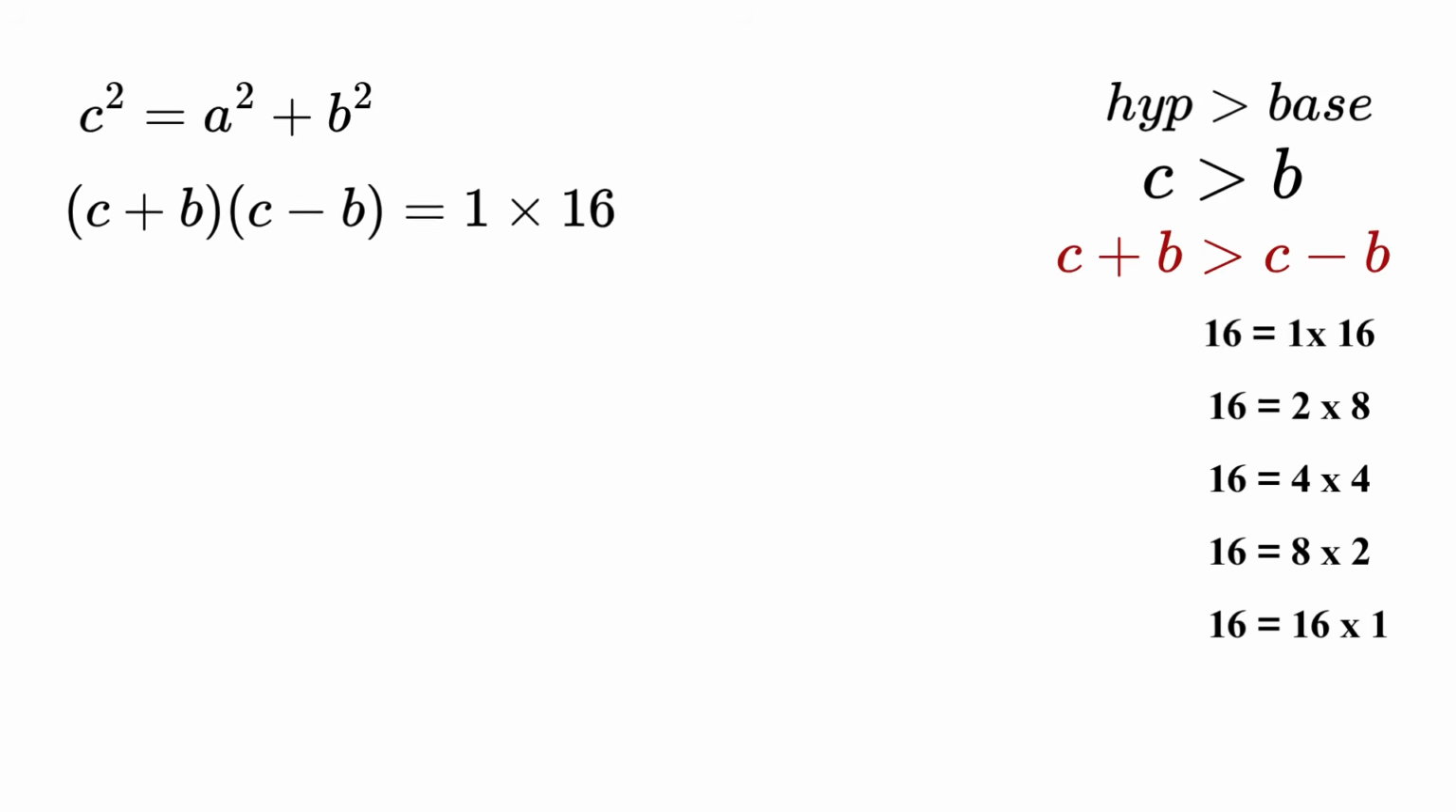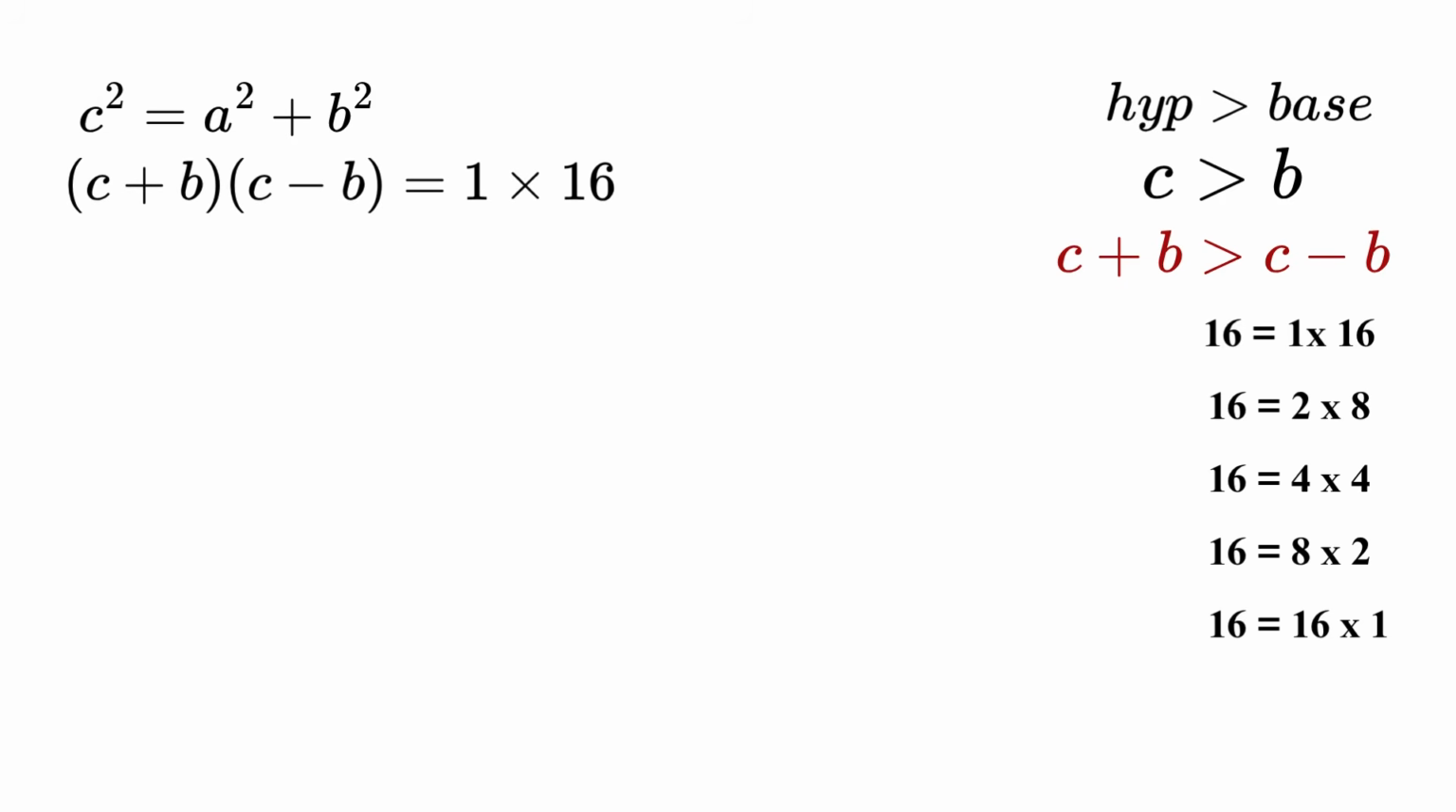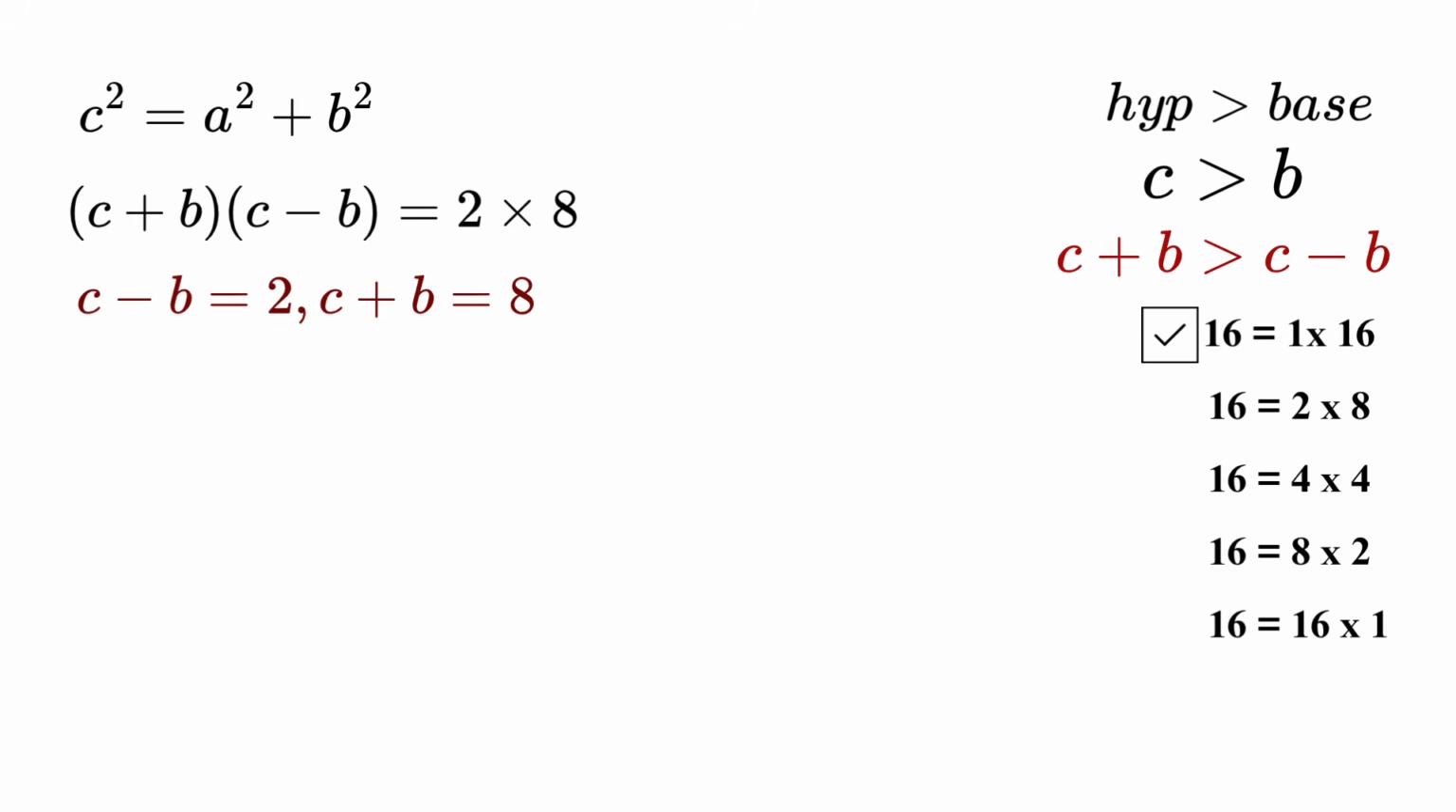First, let's check 1 times 16. If c minus b equals 1 and c plus b equals 16, does this work? Yes, because 16 is greater than 1, so this satisfies our condition. Next, 2 times 8. If c minus b equals 2 and c plus b equals 8, does this work? Oh yes, 8 is greater than 2, so this also works.